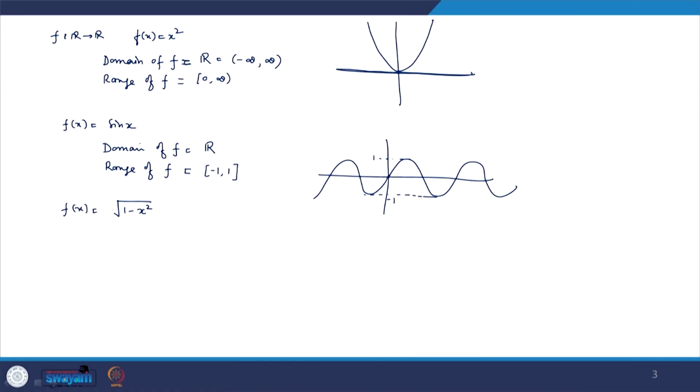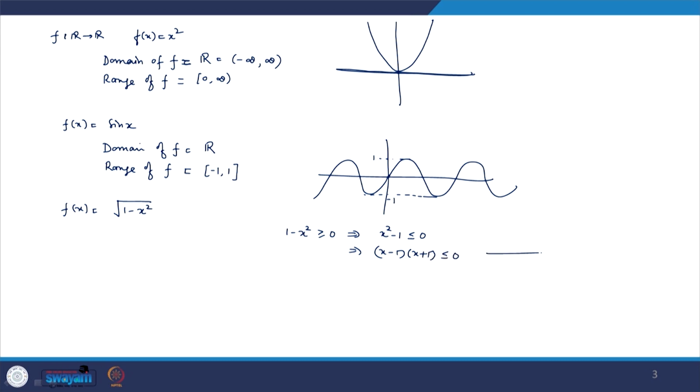Now, this is a real valued function, and it is defined when the expression inside the under root is greater than or equal to 0. So, when you put 1 minus x square greater than or equal to 0, this implies x square minus 1 is less than or equal to 0, and this further implies (x minus 1) into (x plus 1) is less than or equal to 0.